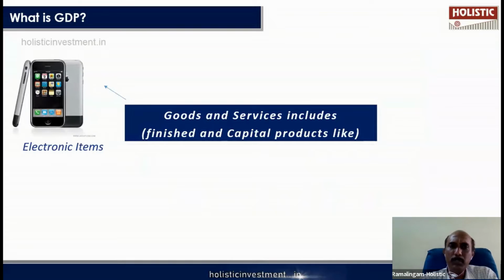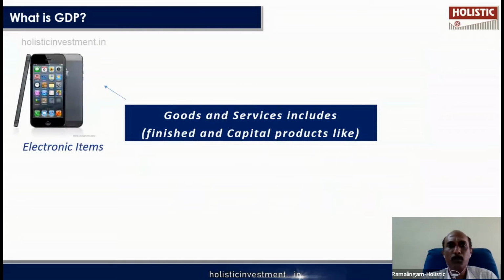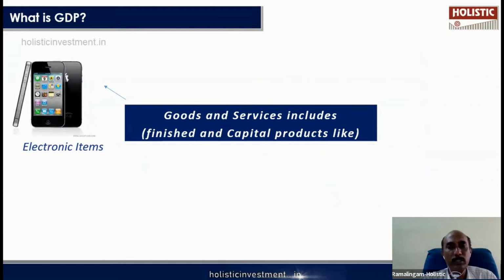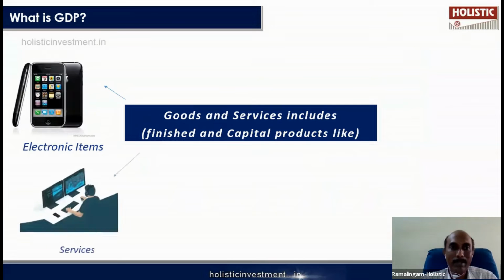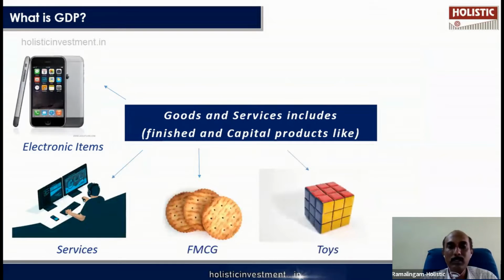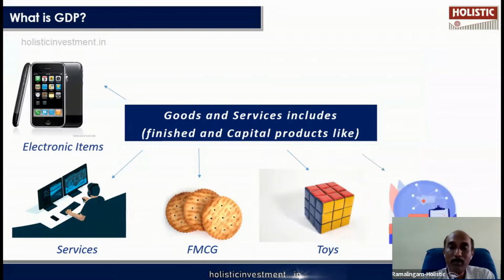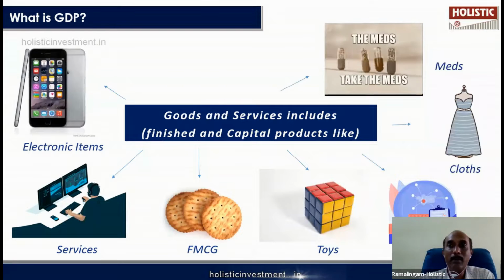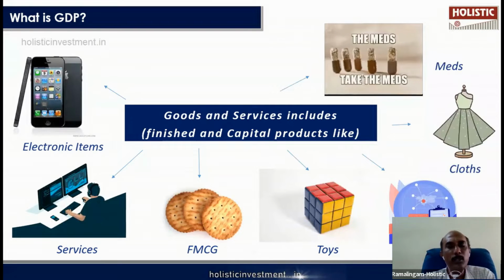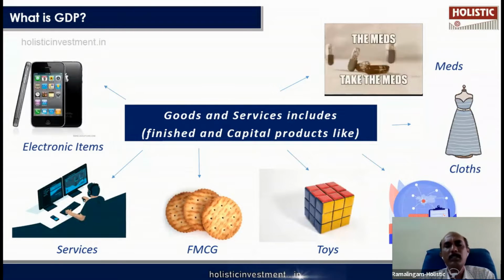So this includes products like finished goods and capital products. It can be electronic items, it can be services, it can be biscuits, it can be toys, it can be medicines, it can be exports, it can be clothes. It includes all these things.